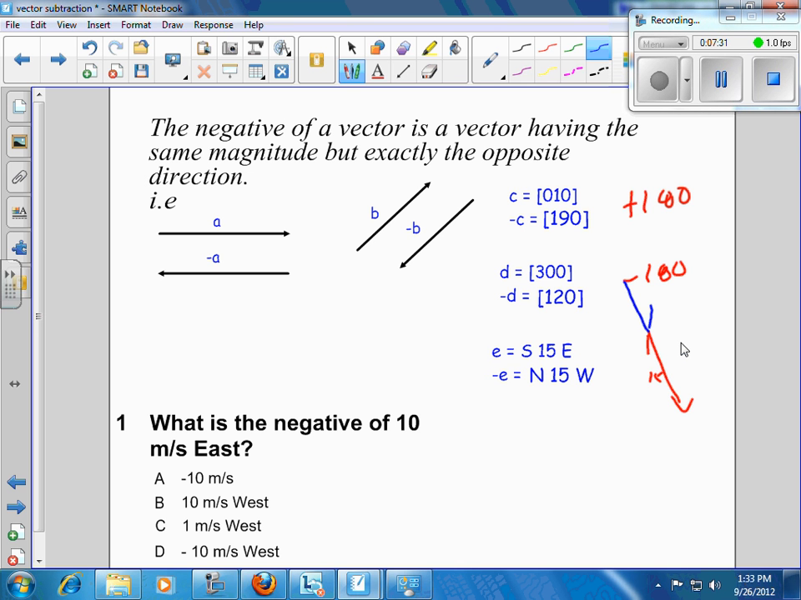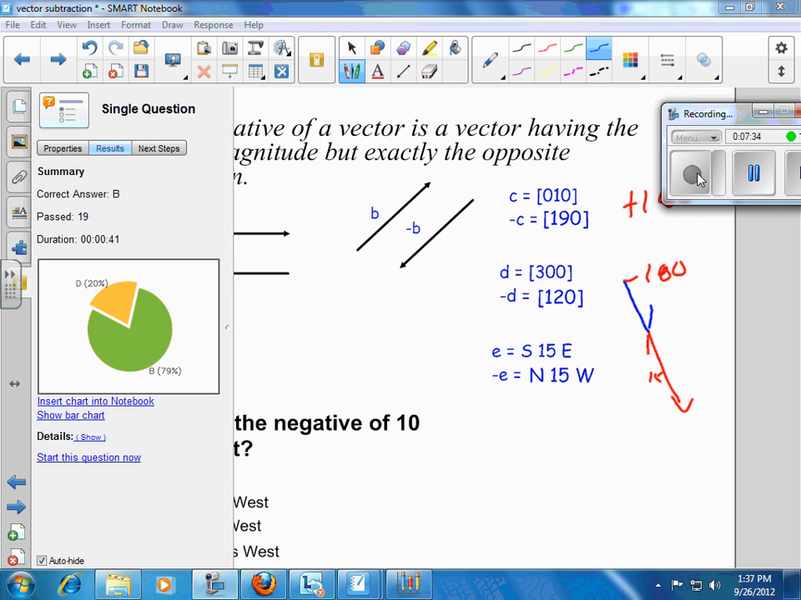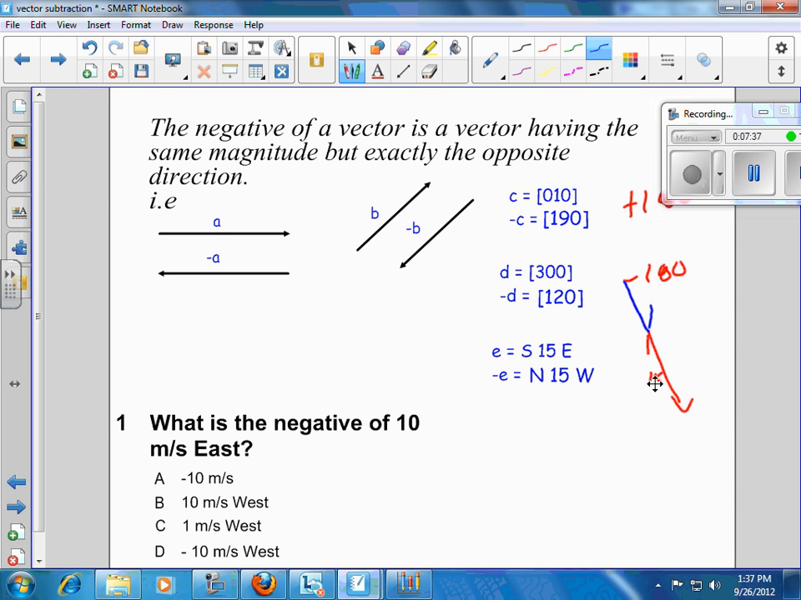So, if you want to grab the clickers, the correct answer, the best answer, is B, 10 meters per second west. You really shouldn't write minus 10 west, kind of as a double negative, you know? So would that be the same as 10 meters per second west? Would the D in the question be the same? Yeah, pretty much.